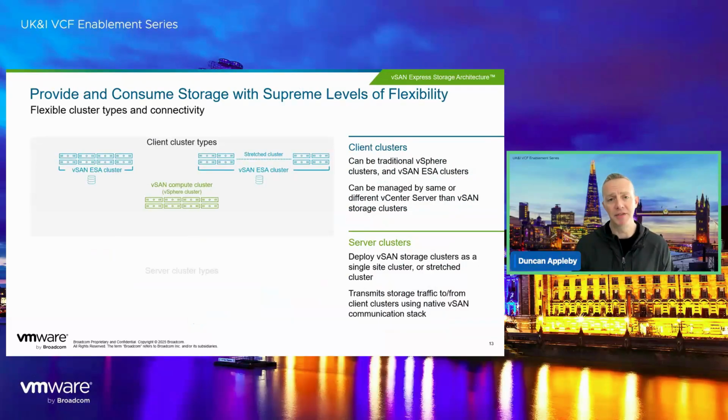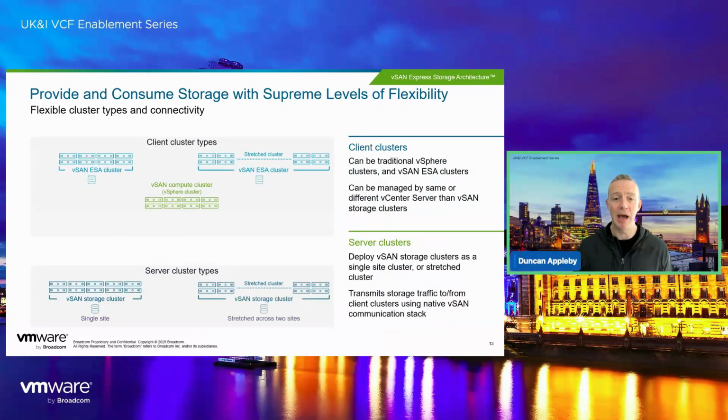So let's now have a look at vSAN storage clusters, some of the terminology and how they can be brought into an existing environment. On the top half of this slide, you'll see the notion of client clusters. A cluster that connects to a vSAN storage cluster within vSphere is known as a client cluster. And those client clusters can be a standard ESA cluster, a compute cluster, or indeed a stretched vSAN ESA cluster. So if you're already quite mature with your vSAN ESA deployment and you have stretched across sites, you can still consume storage from a vSAN storage cluster.